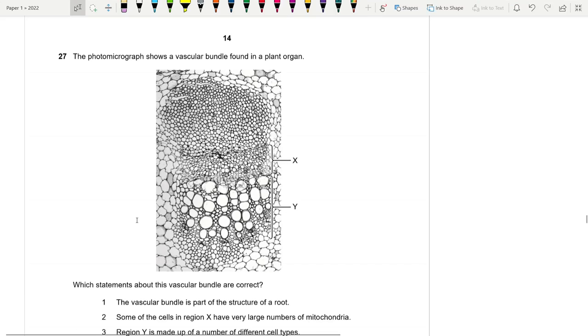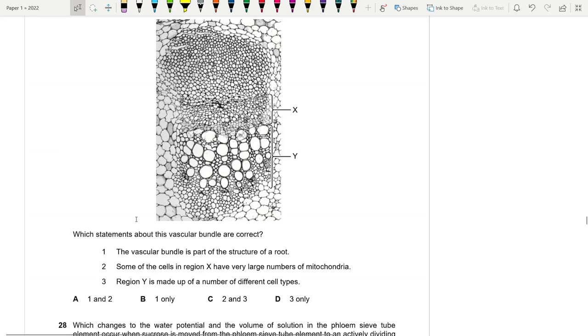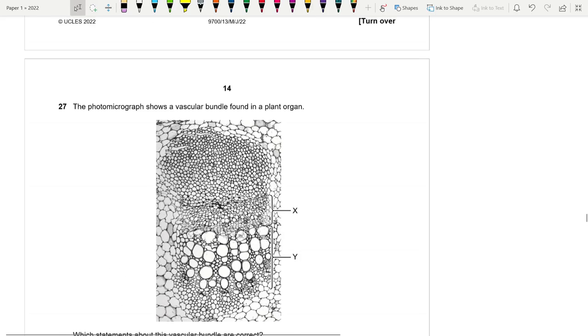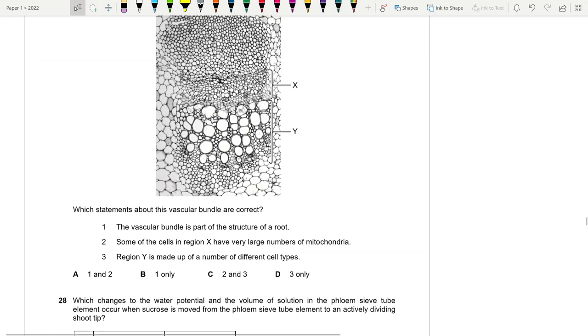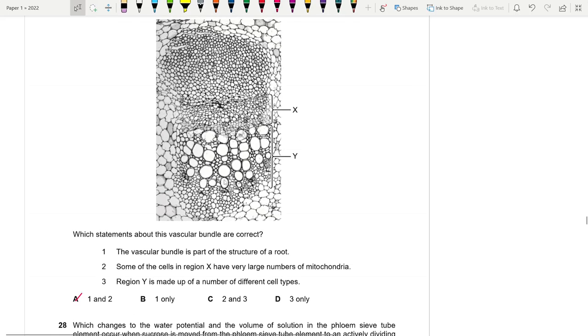27. The photomicrograph shows the vascular bundle found in plant organs. Clearly, Y is the xylem. X is the phloem. This is not a root, guys. No way, so 1 is wrong. Because in the root I just showed you, it's a star-like structure. The xylem is over here, and phloem is in these sections over here. So, this is not a root.